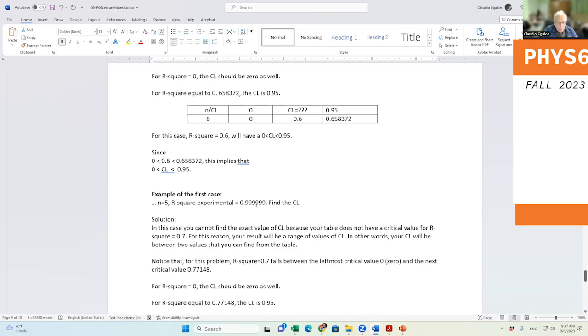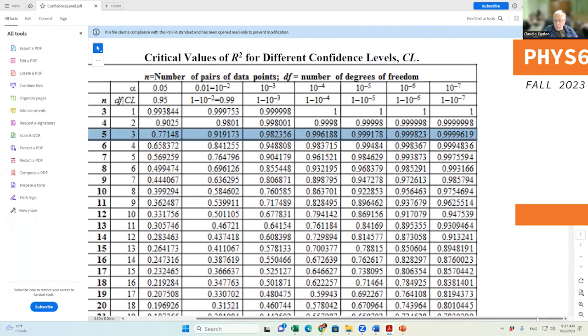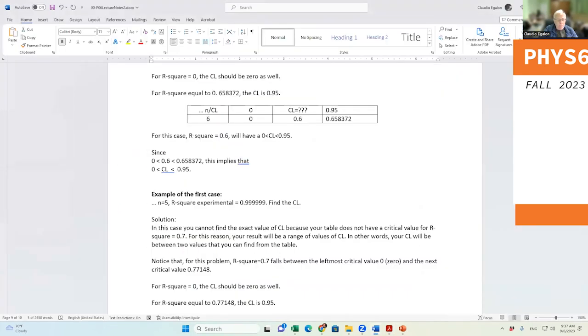1, 2, 3, 4, 5, 6. Right? So here is 1, 2, 3, 4. Definitely my experimental R square is greater than this value here. So it lies somewhere in this region, outside the range of my table. Find CL.